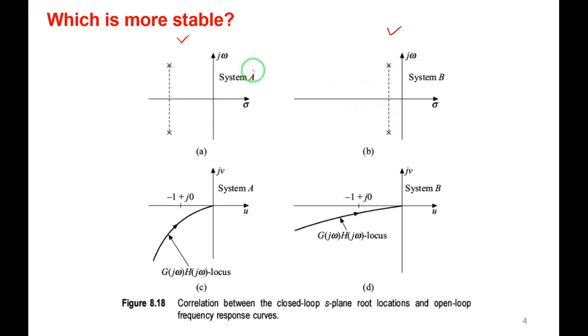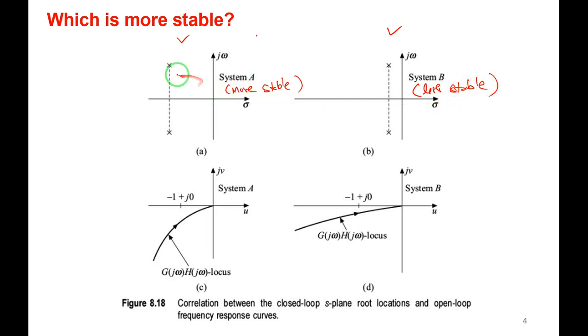Can you tell which is more stable? Is system A more stable or system B more stable? Please answer. Yes, system A is more stable. And system B is stable but less stable as compared to system A. But both are stable systems only, right?